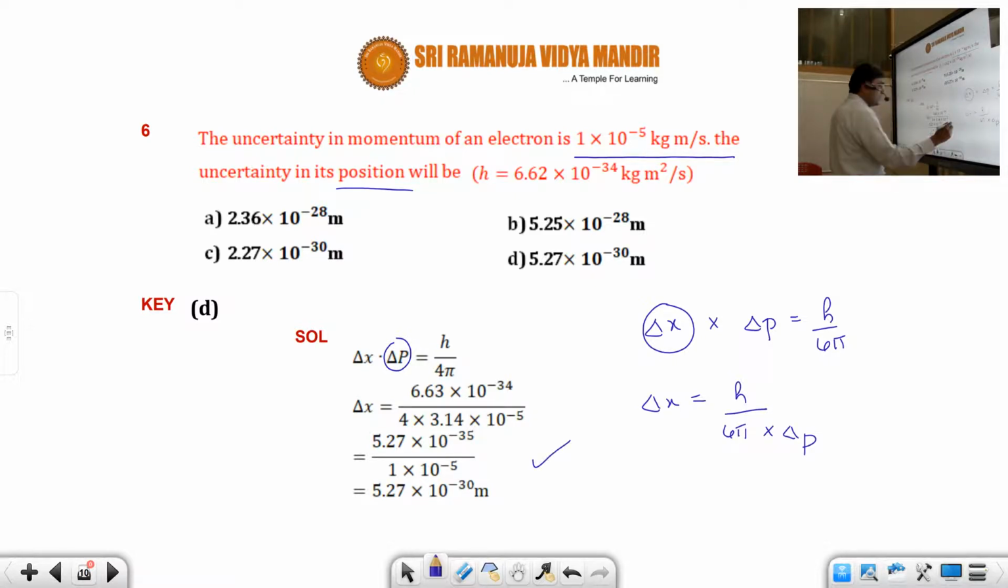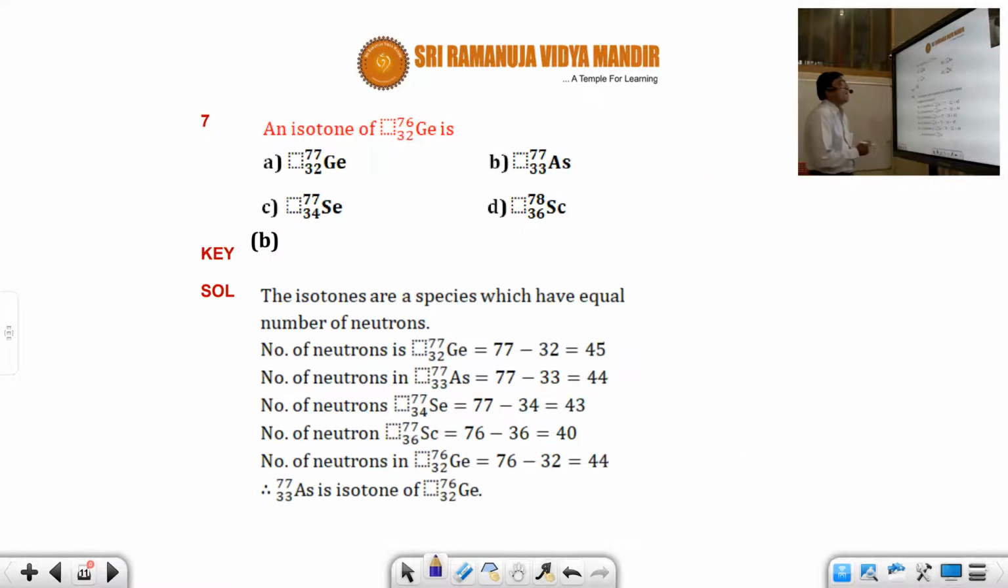Is a direct substitution. So we'll be getting the answer. Now next, isotone. What is the, students? Isotone means equal number of A minus Z. What is A minus Z gives? A minus Z gives number of neutrons. So you should have same number of neutrons.